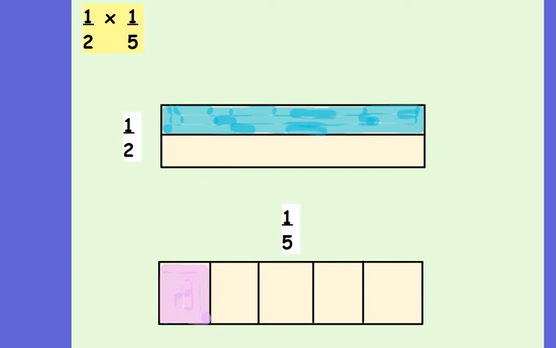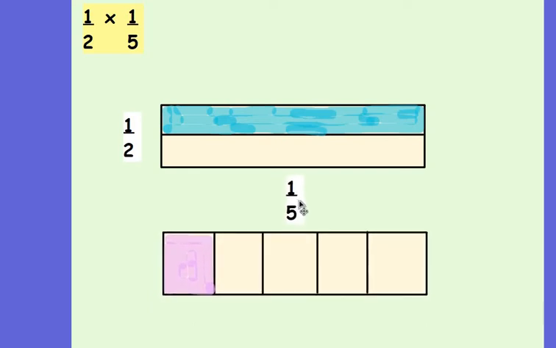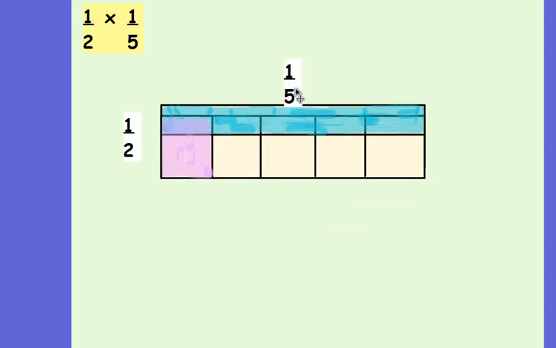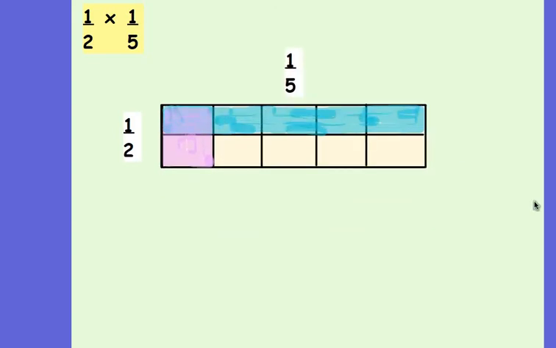Let's use these to work out what a half times a 1/5 is. Let's see where the shading overlaps. If I drag my 1/5 up, the overlap is just this section here.